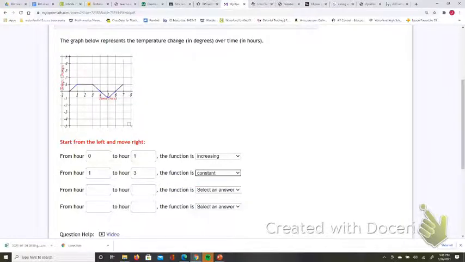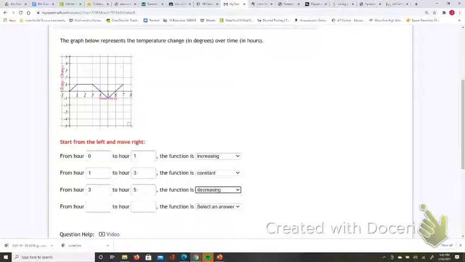Okay, now the next section, from hour 3 to hour 5. So I'm doing each section of the graph. It's going downhill, so it's decreasing. So from hour 3 to hour 5, it is decreasing.